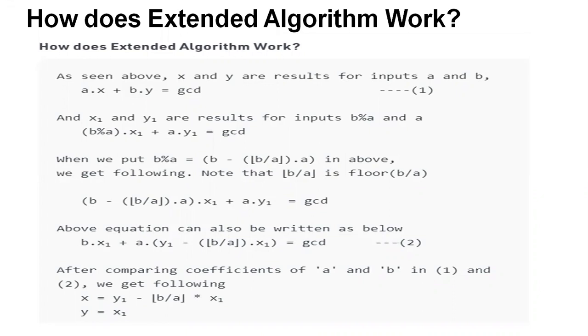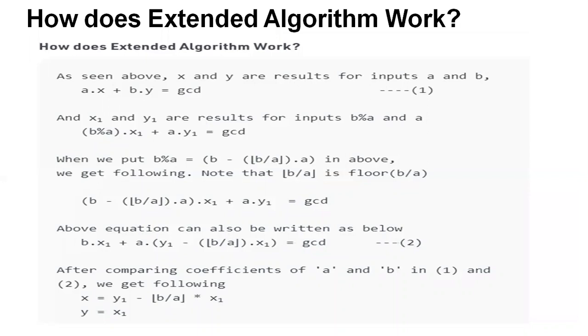As we have seen, x and y are results for the input a and b. So the main purpose is to find out x and y. When you put these values here, a into x plus b into y, you will get the answer GCD. But how will you get these x and y values? x1 and y1 are results for the input b mod of a and a, so b mod of a into x1 plus a into y1 is equal to GCD. This we have to find out.